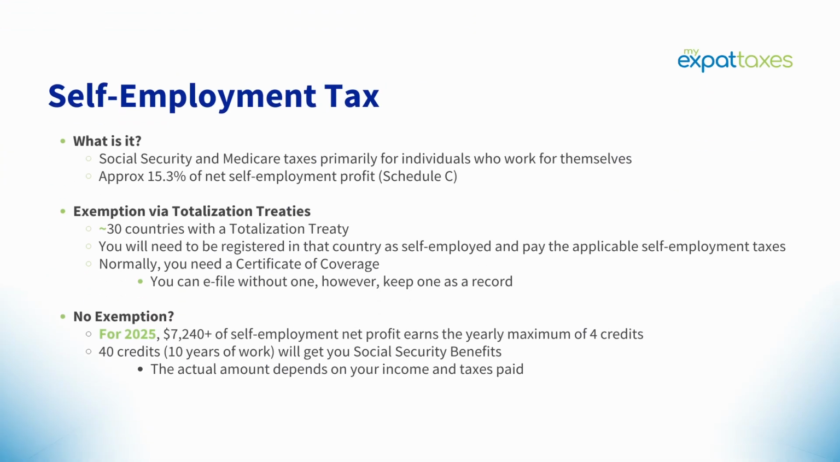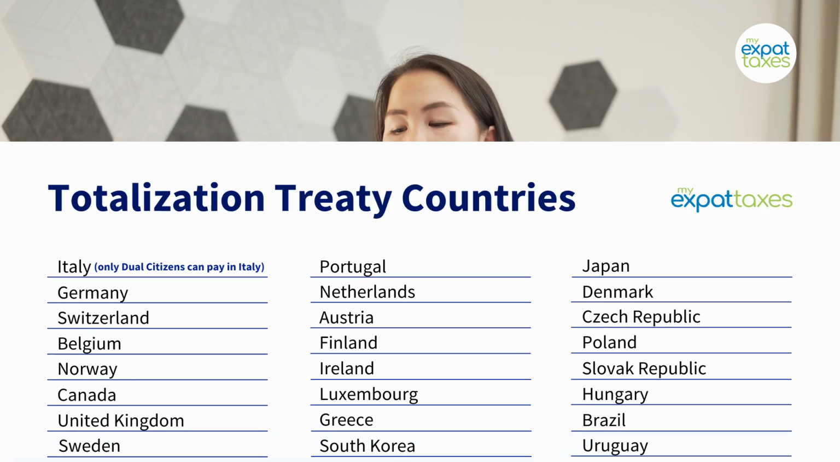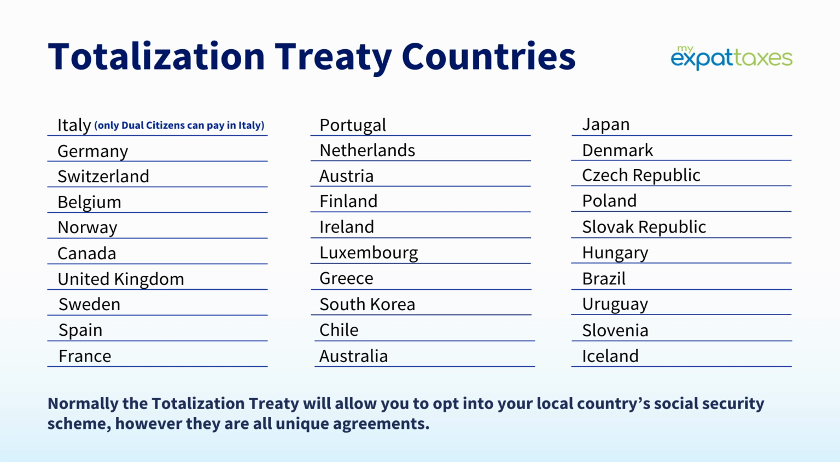That is self-employment tax. Basically, 15.3%, plan for it. If you are in a country with a totalization treaty, and we'll show the countries on the next slide, then you could potentially exempt yourself from paying the 15.3% tax. And if not, just plan that you will pay it, but it's not all loss, because you can earn up to 4 credits per year in Social Security credits. And if you have 40 credits, so 10 years of working, you will be eligible one day for US Social Security benefits. So not all loss, planning for the future, but yeah, it stings a little bit when you have to pay the tax upfront.